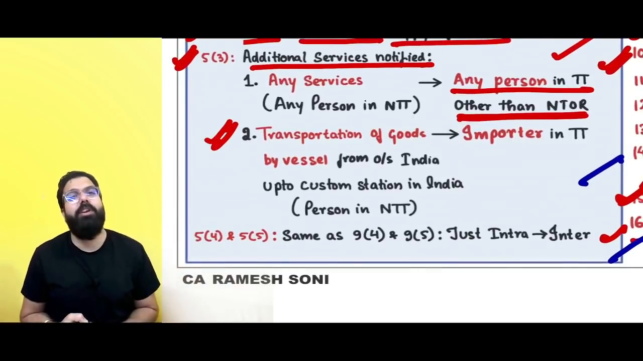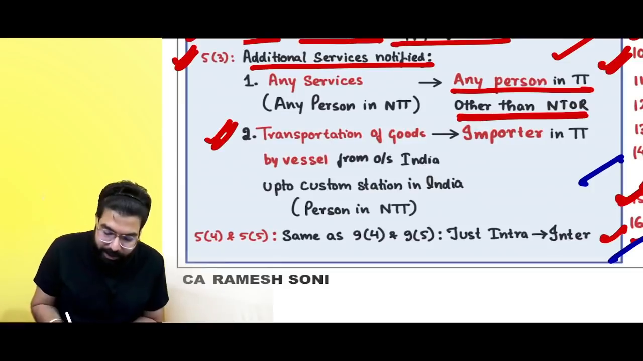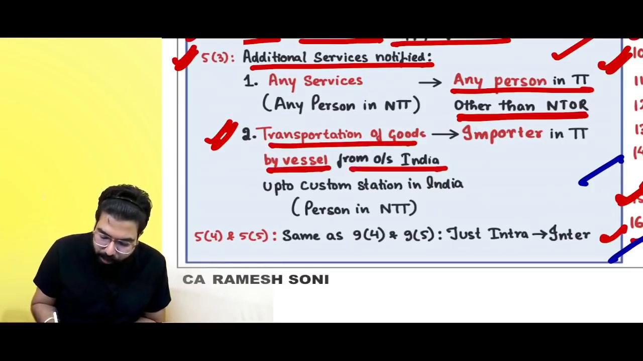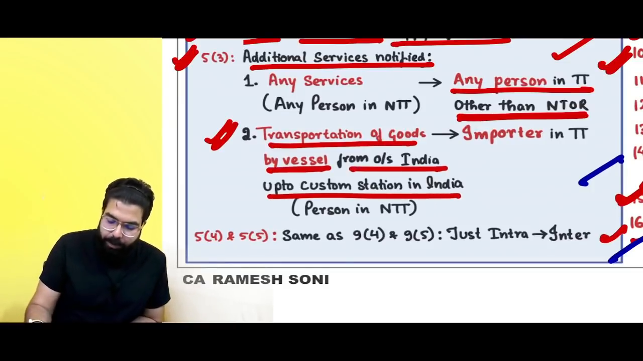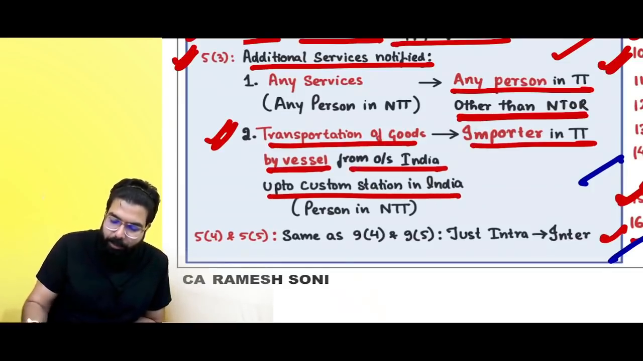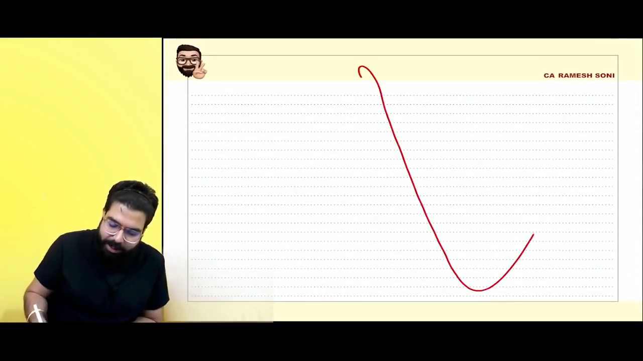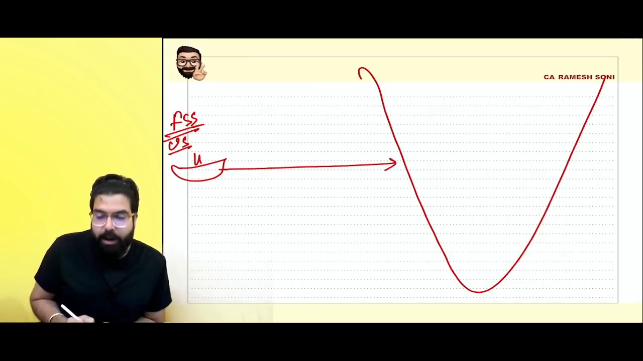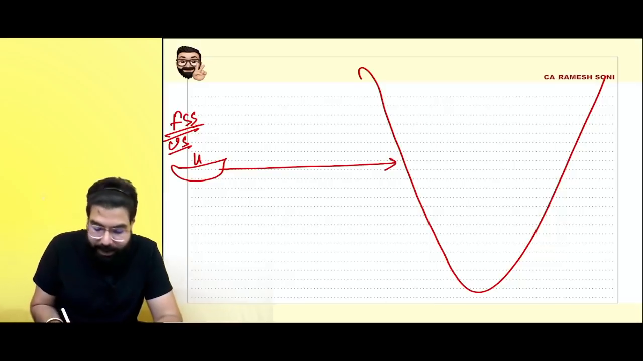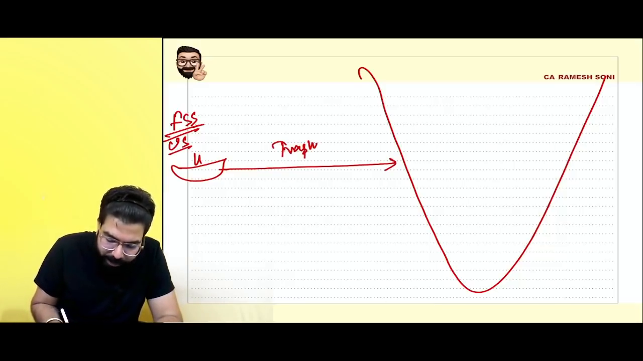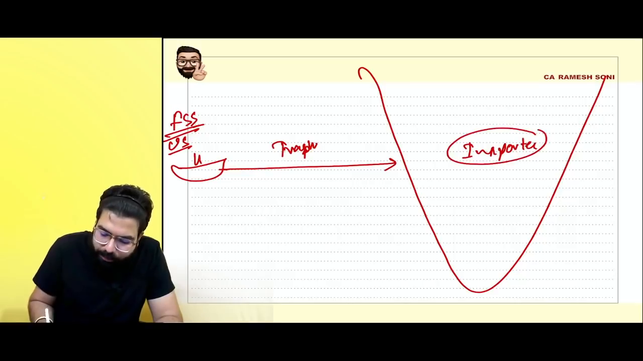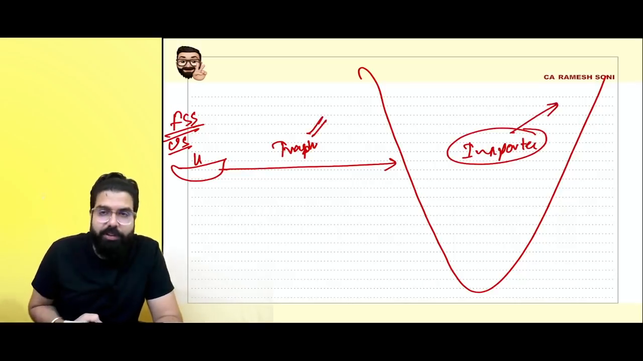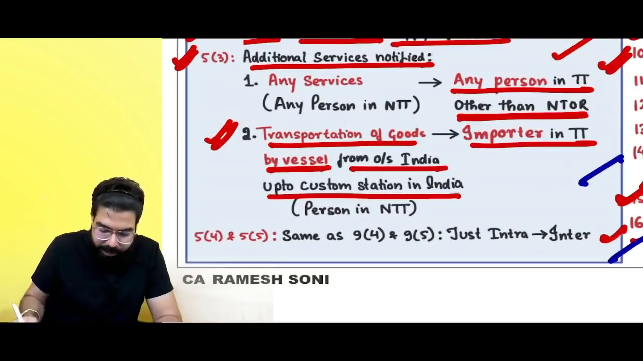Second is transportation of goods in a vessel. Sir, supposing transportation of goods by vessel from outside India up to a custom station in India, the importer will be liable. For example, from outside India, one foreign shipping company, a US company, has gone ahead and provided shipping services. Basically, they have provided transportation services to me, and I am the importer. If I am the importer, I have to go ahead and pay the GST on the transportation services under reverse charge mechanism. Done, sir. Point is clear.